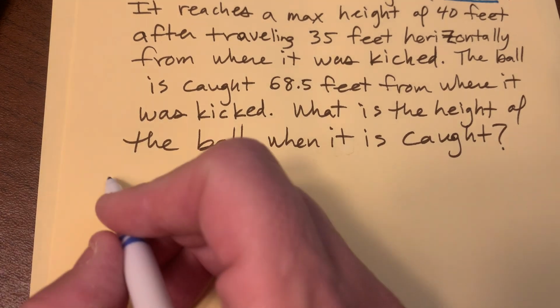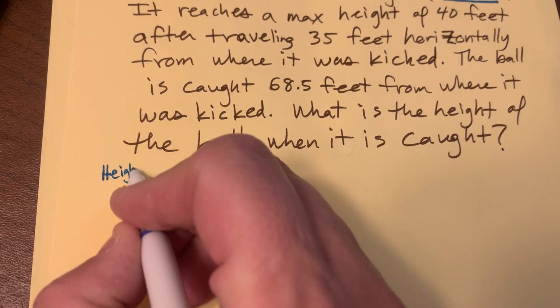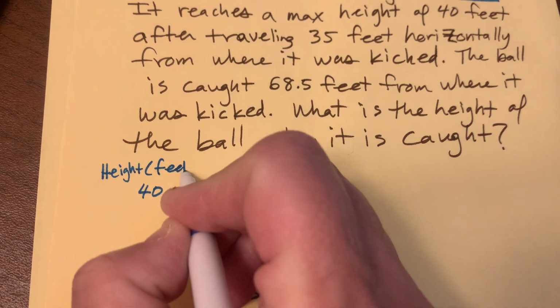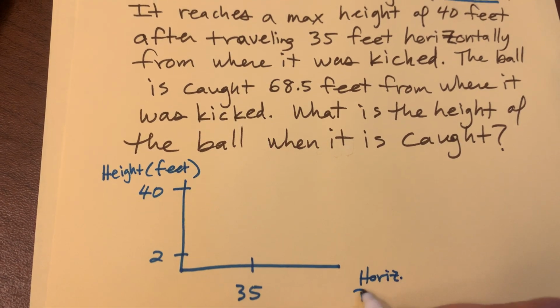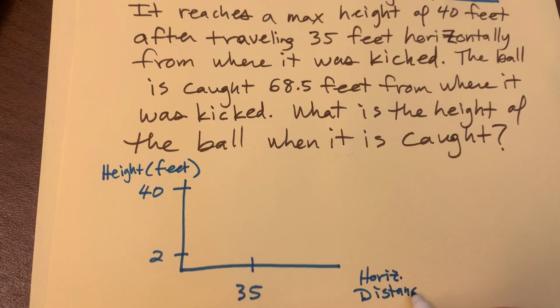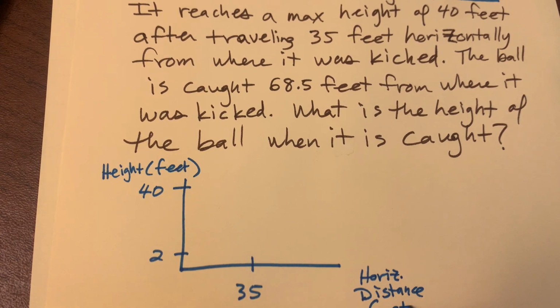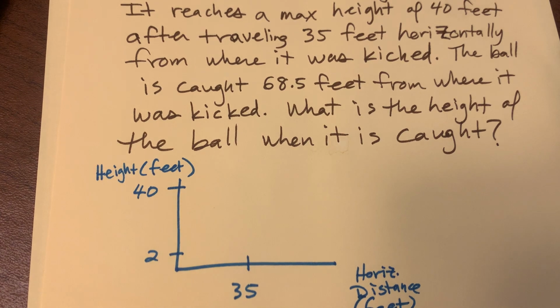Let's label our axes. This is the height of the ball in feet. And of course this is the horizontal distance, also in feet. So it's always good to label that stuff.